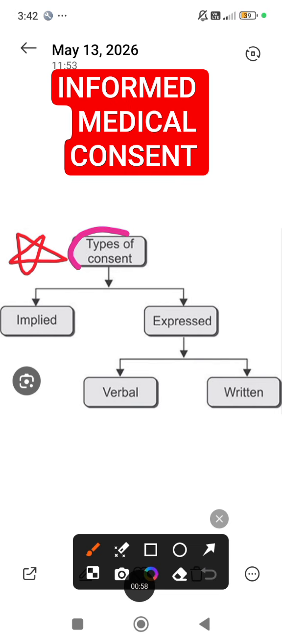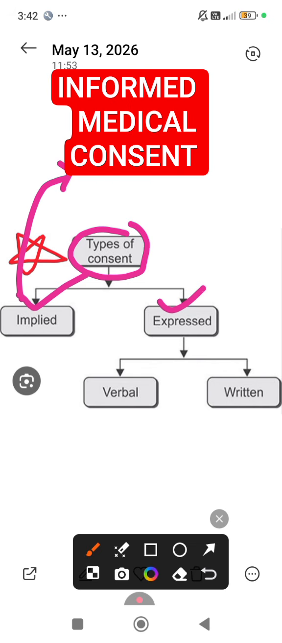Types of consent: one is implied, one is expressed. Implied means in case of emergency situations, implied consent is taken. Suppose a road traffic accident patient came to the emergency department. At that time there is no one to give informed consent. At that time the doctor and nurses will decide what to do and what not to do in case of emergency situation.